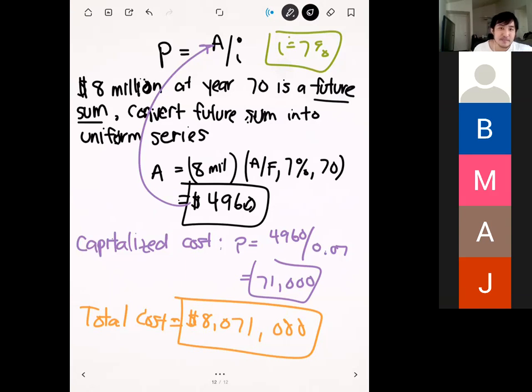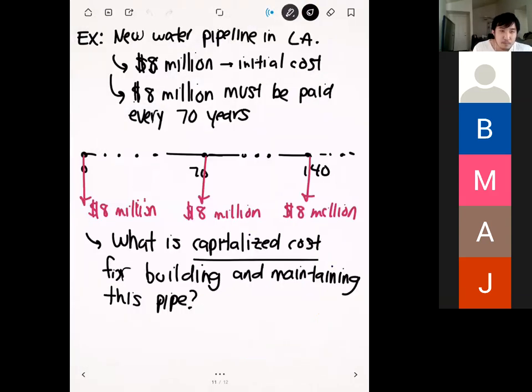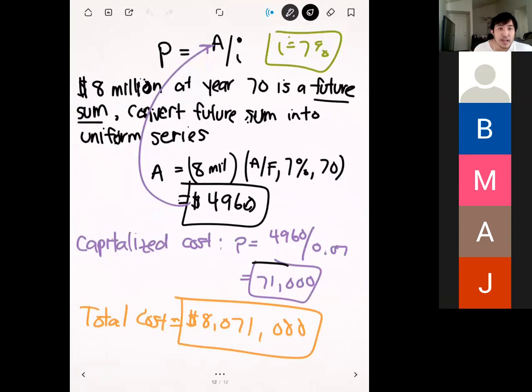Professor, can you explain again how we get the total cost at the end? Yeah, so the total cost is basically our capitalized cost, which is what we got right here for the 71,000, plus our initial cost. Remember, at year 0, we have to actually build the pipe to begin with, which is $8 million. And so we do 8 million plus the 71,000, and we get $8,071,000.